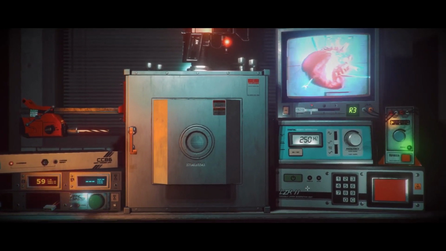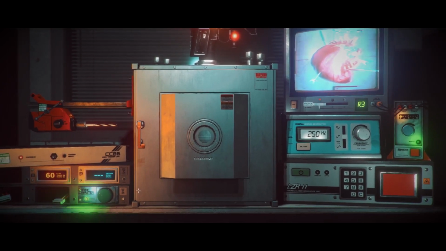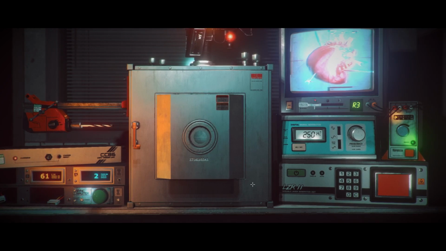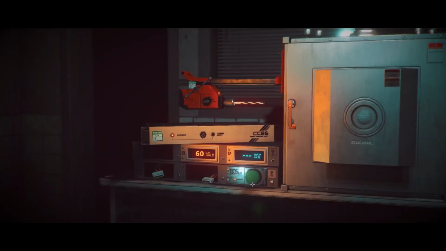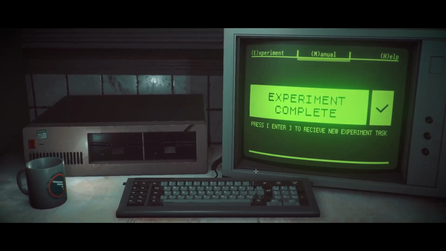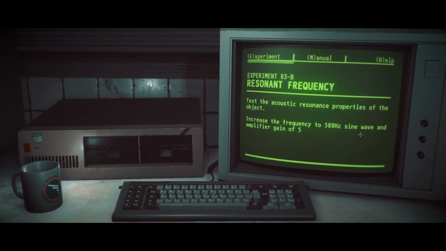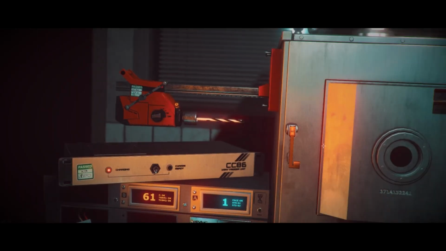Oh, there we go, okay. So I just need to turn off the other machine. It's not much of a response. Updating the experiment now. Alright, what are we going up to? 500 hertz, amplifier gain 5, we're still in sine wave.